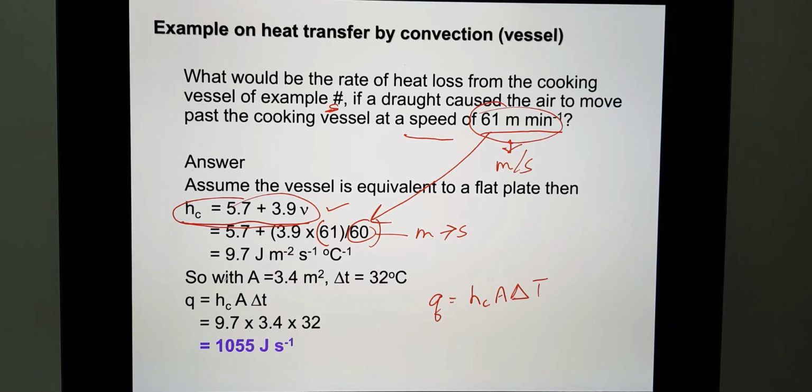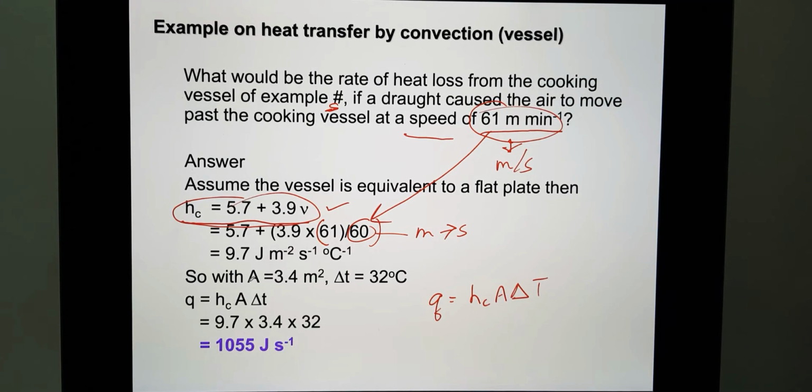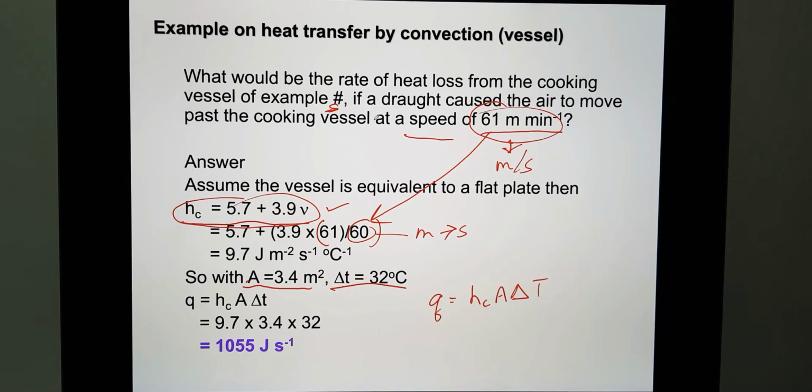Okay, and then we move on to the area, which is 3.4 meter square, and delta T is 32 degrees Celsius. This information is basically meant for the problem statement, and it should be given in the problem statement. So this particular value is given to you. For example, the area of the cooking vessel is 3.4 meter square, and delta T during the cooking process is 32 degrees Celsius.